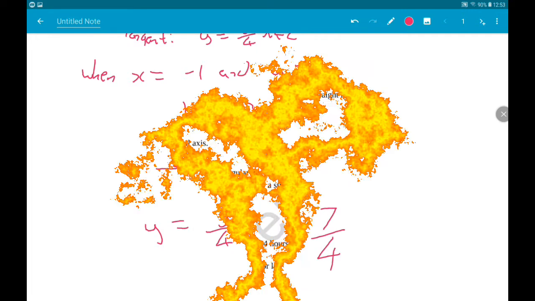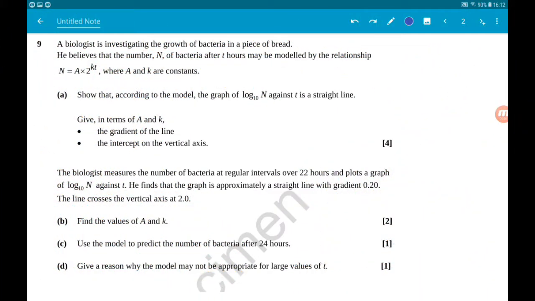Go. Number 9, modelling with logarithms. So, a biologist is investigating the growth of bacteria in a piece of bread. He believes that the number n of bacteria after t hours may be modelled by the relationship n is equal to a times 2 to the kt, where a and k are constants.